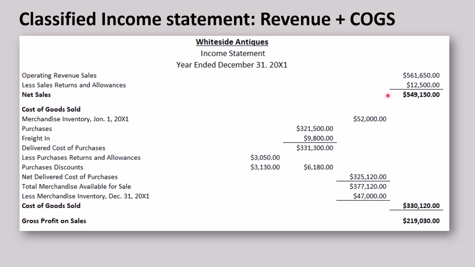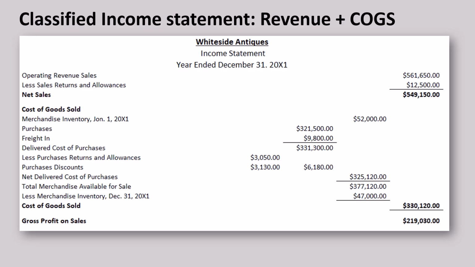$549,150 for Whiteside Antiques. For a service business, operating revenue would be the service revenue that the company earns from providing services. A merchandising company would report as operating revenue the revenue it earns from selling merchandise. Just a side note, other income related to non-core or one-time events is shown separately near the bottom of the financial statements. Examples of other income include income from interest, rent, and gains resulting from the sale of fixed assets.